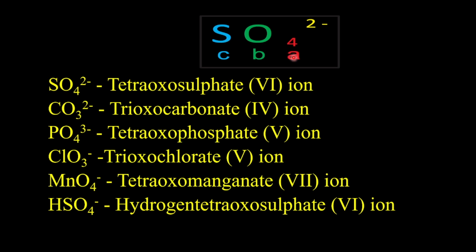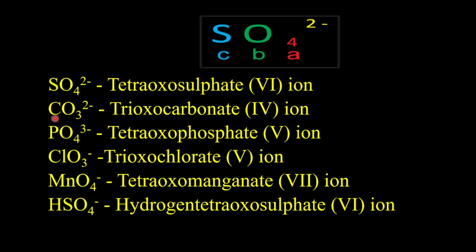So now let's name this ion. It becomes tetraoxosulfate. Then the oxidation number calculated, which is 6. Then you add ion. So tetraoxosulfate 6 ion. Let's take the second one. Please do this for me. Kindly insert A here, B here, and C there.